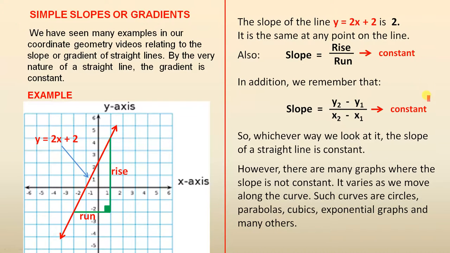In addition, we remember that the slope was y2 minus y1 over x2 minus x1. That is, the difference of the y values over the difference of the x values when you have 2 points. And that's constant. So, whichever way we look at it, the slope of a straight line is constant. However, there are many graphs where the slope is not constant. It varies as we move along the curve. Such curves are circles, parabolas, cubics, exponential graphs, and many others.